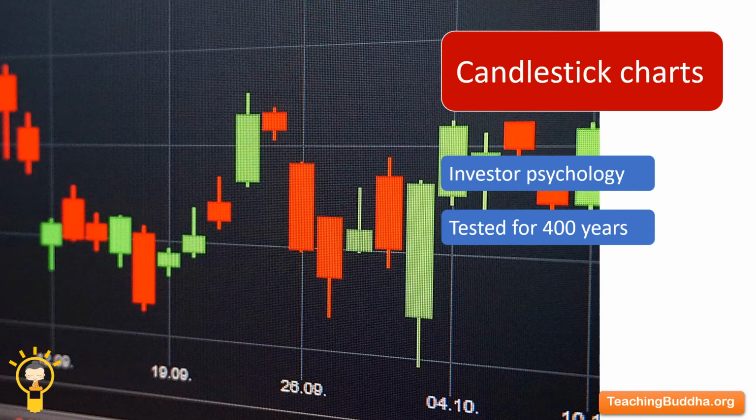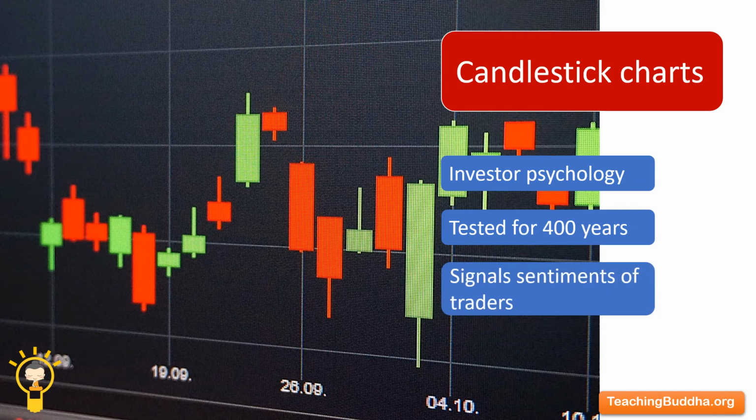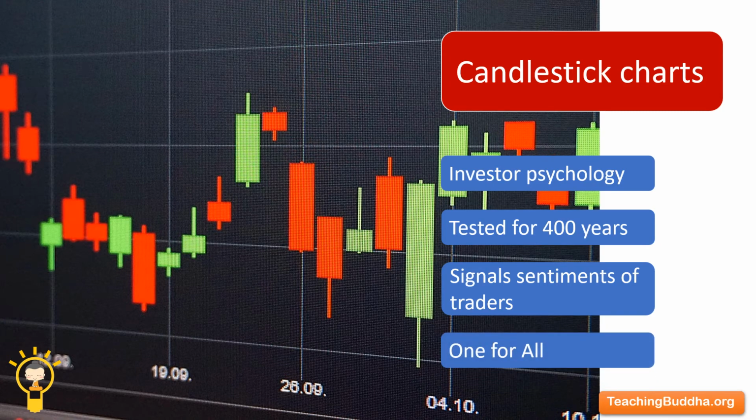Candlestick charts work for any time frame. You can use it for 5-minute, 10-minute, or 15-minute time frames. You can use it for even short-term investment and long-term investment also. These candlestick patterns signal sentiments of traders. Signals have been refined, tested, and utilized in a variety of markets. Candlestick charts can be used in Nasdaq, Nikkei, German DAX, or Nifty. So, candlestick charts are one for all. It works for any market. Learning candlestick charts increases the probability of winning.